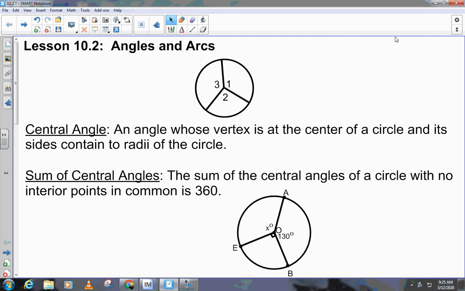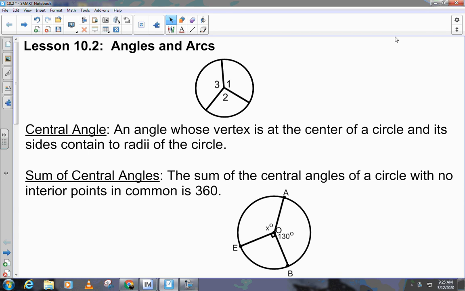So today we're talking about angles and arcs within the circle, okay? And the first type of angle we want to talk about is a central angle. And I think this kind of goes with what the word says. It is an angle whose vertex is at the center, hence central angle, okay? Its sides are radii of the circle.